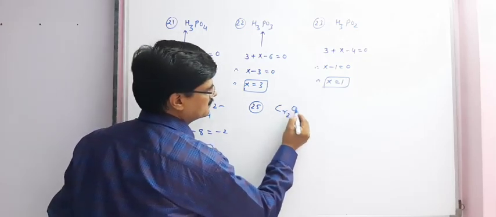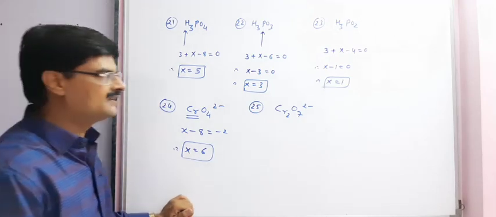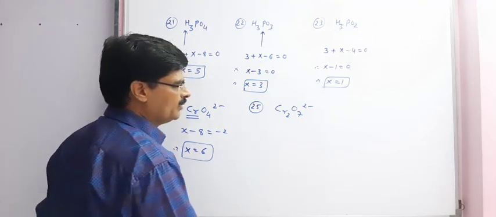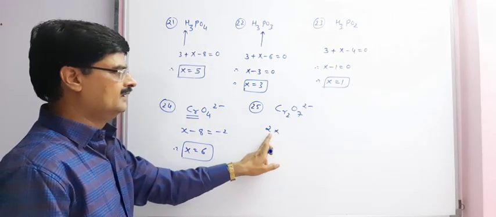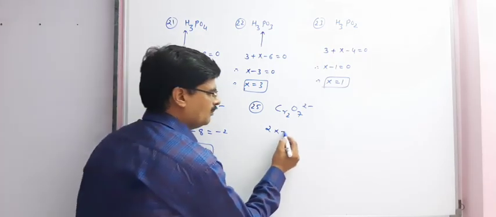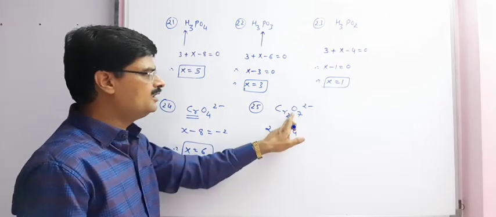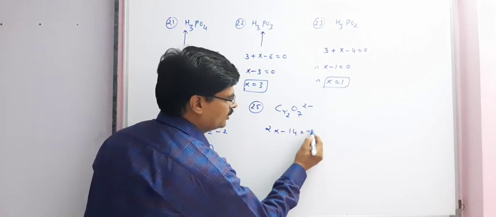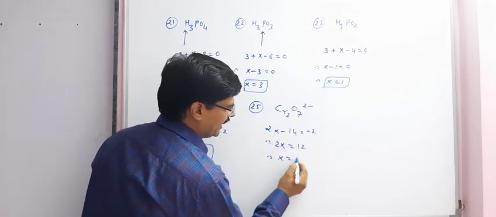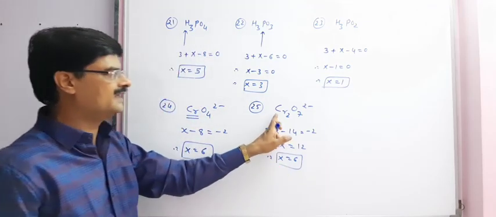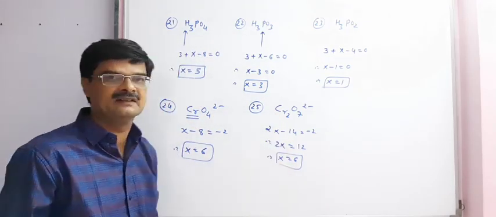Cr2O7 2 minus. It is a dichromate ion. For Cr, say X. So 2X minus 14, for each oxygen minus 2, so 7 2s are minus 14, is equal to minus 2. Therefore 2X is equal to 12. So X is equal to 6. So the oxidation number of chromium is equal to 6 in Cr2O7 2 minus.